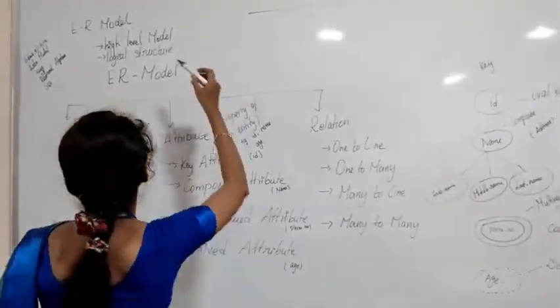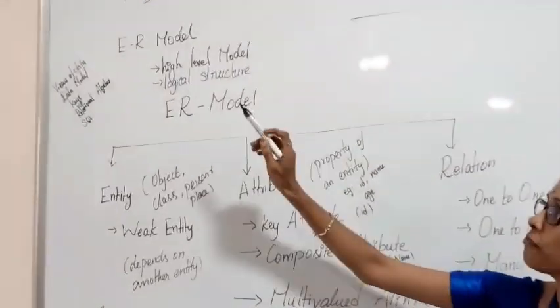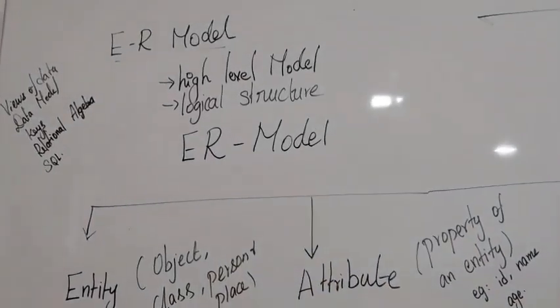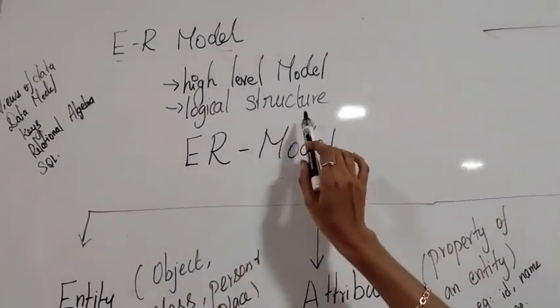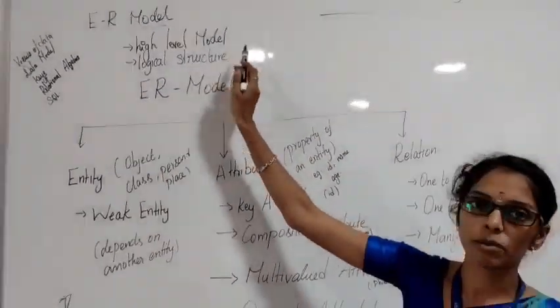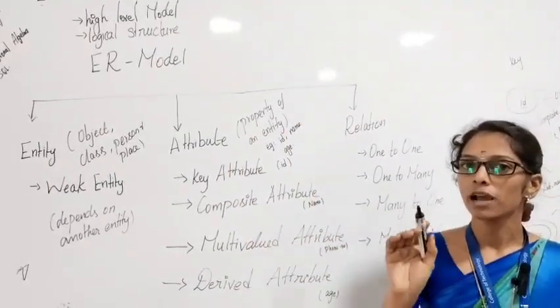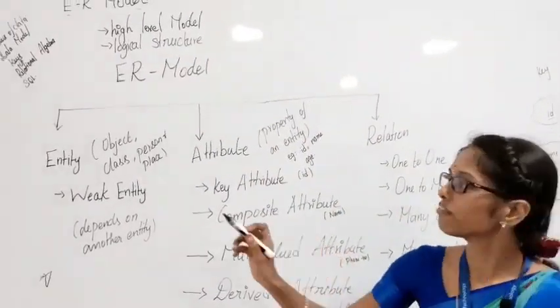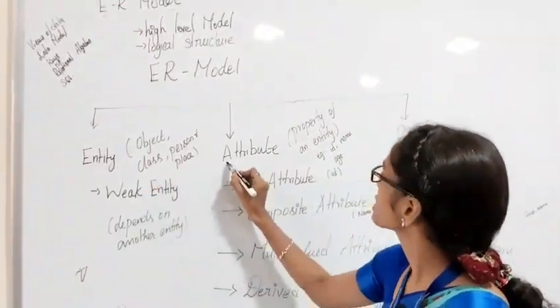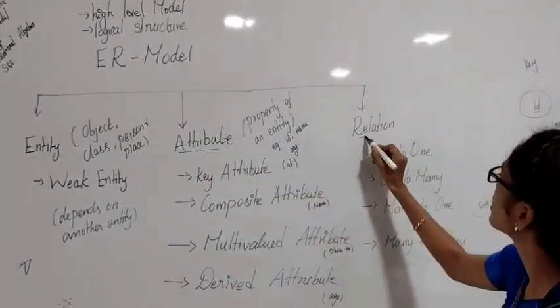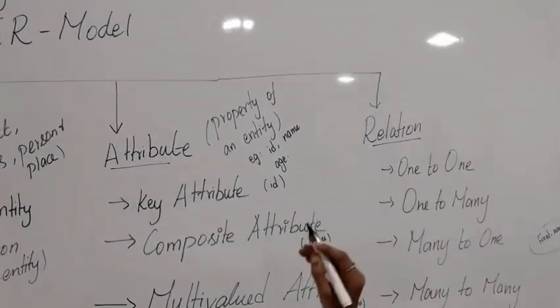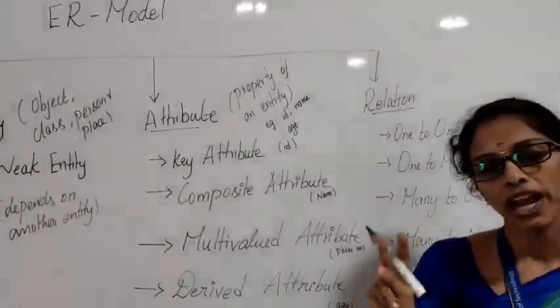Now we are going to see what the ER model is. The ER model is the logical representation, the logical structure. It is a high level model. Basically, the ER model is divided into 3. First one is entity, the second one is attribute, and the third one is relationship. It is nothing but the relationship among 2 entities.